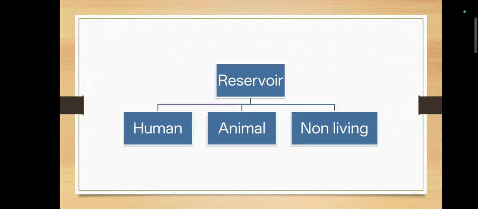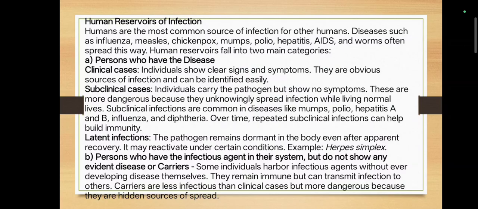There are three types of reservoir. First, human, second, animal, and third is non-living. Human reservoirs of infection. Humans are the most common source of infection for other humans. Diseases like influenza, measles, chickenpox, mumps, polio, hepatitis, AIDS, and worms often spread this way. Human reservoirs fall into two main categories.